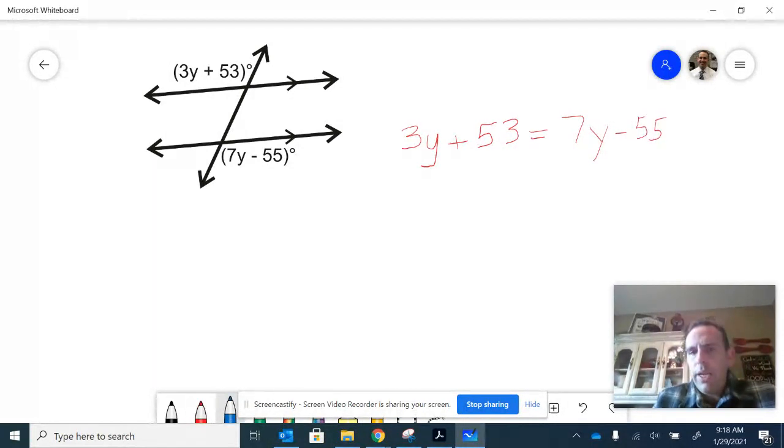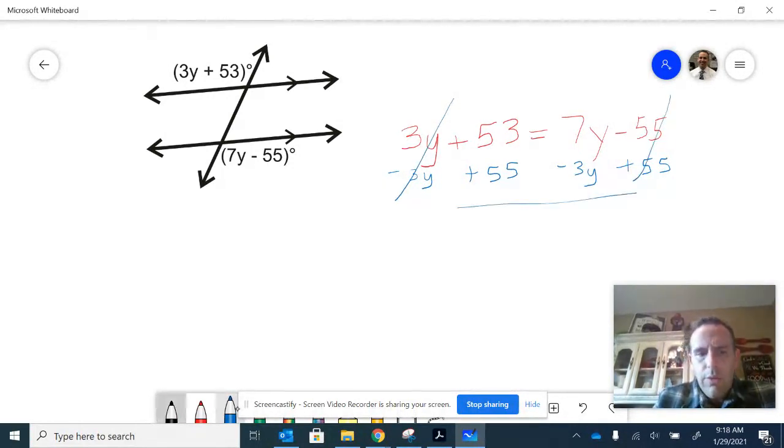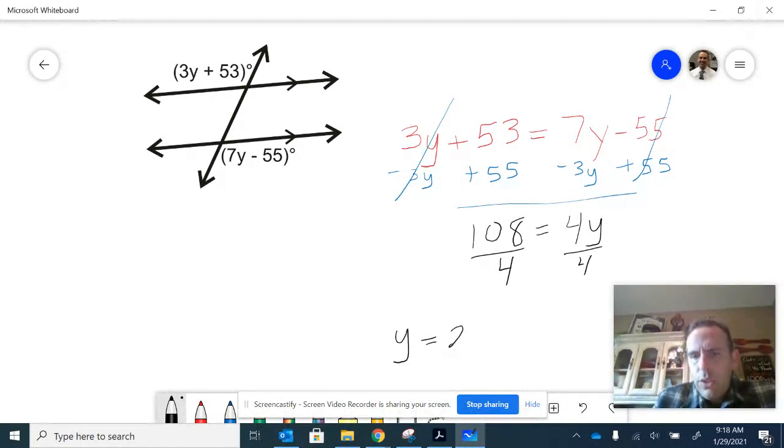Applying a little algebraic manipulation here, we can subtract 3y from both sides. And let's also, at the same time, add a value of 55 to both sides of the equation. The reason we're doing that is it will zero those terms out. And once we add here, we have a much simplified equation. On the left-hand side, we have 108. On the right-hand side, 7y take away 3y is 4y. Once again, we're going to divide both sides by 4, coming up with a y value of 27, if I didn't make a mistake there.